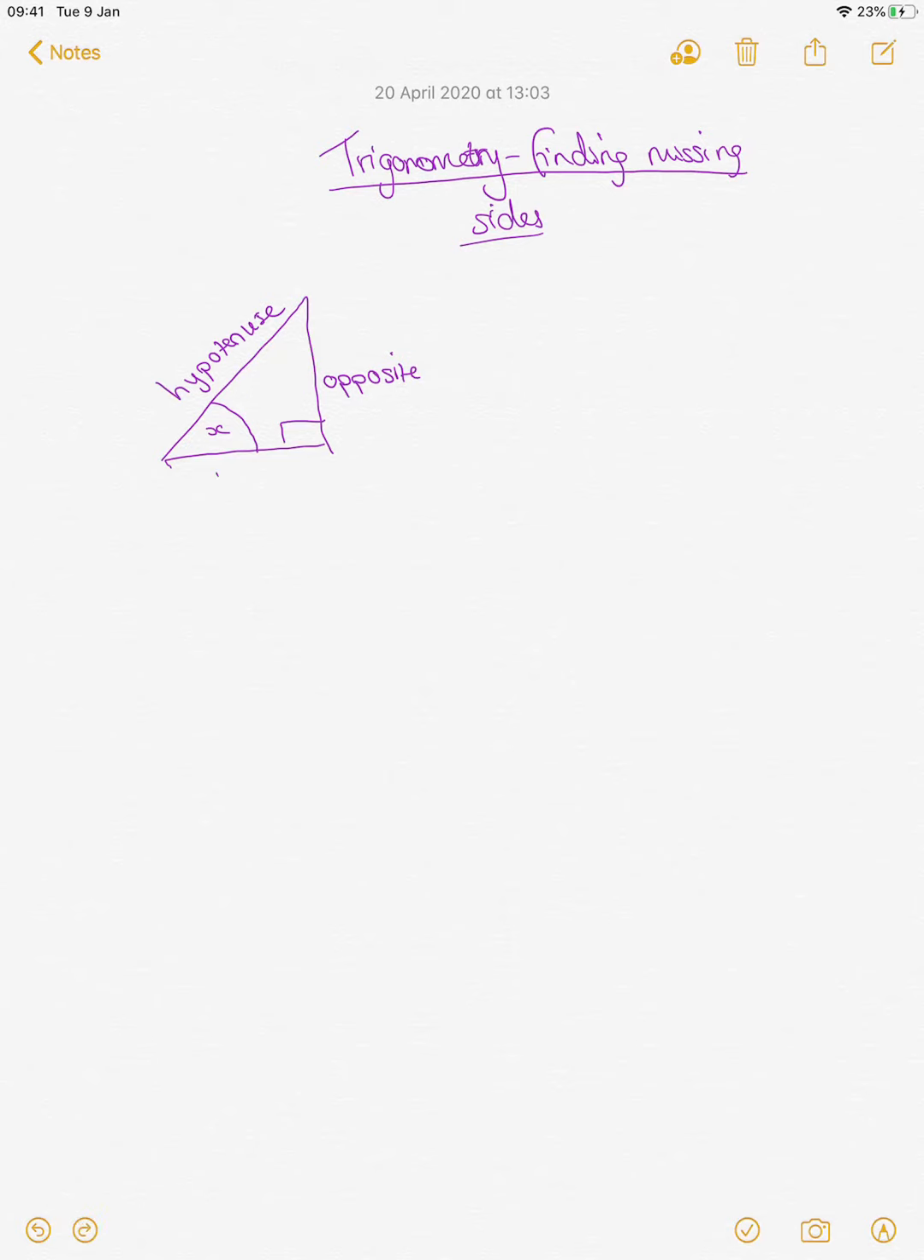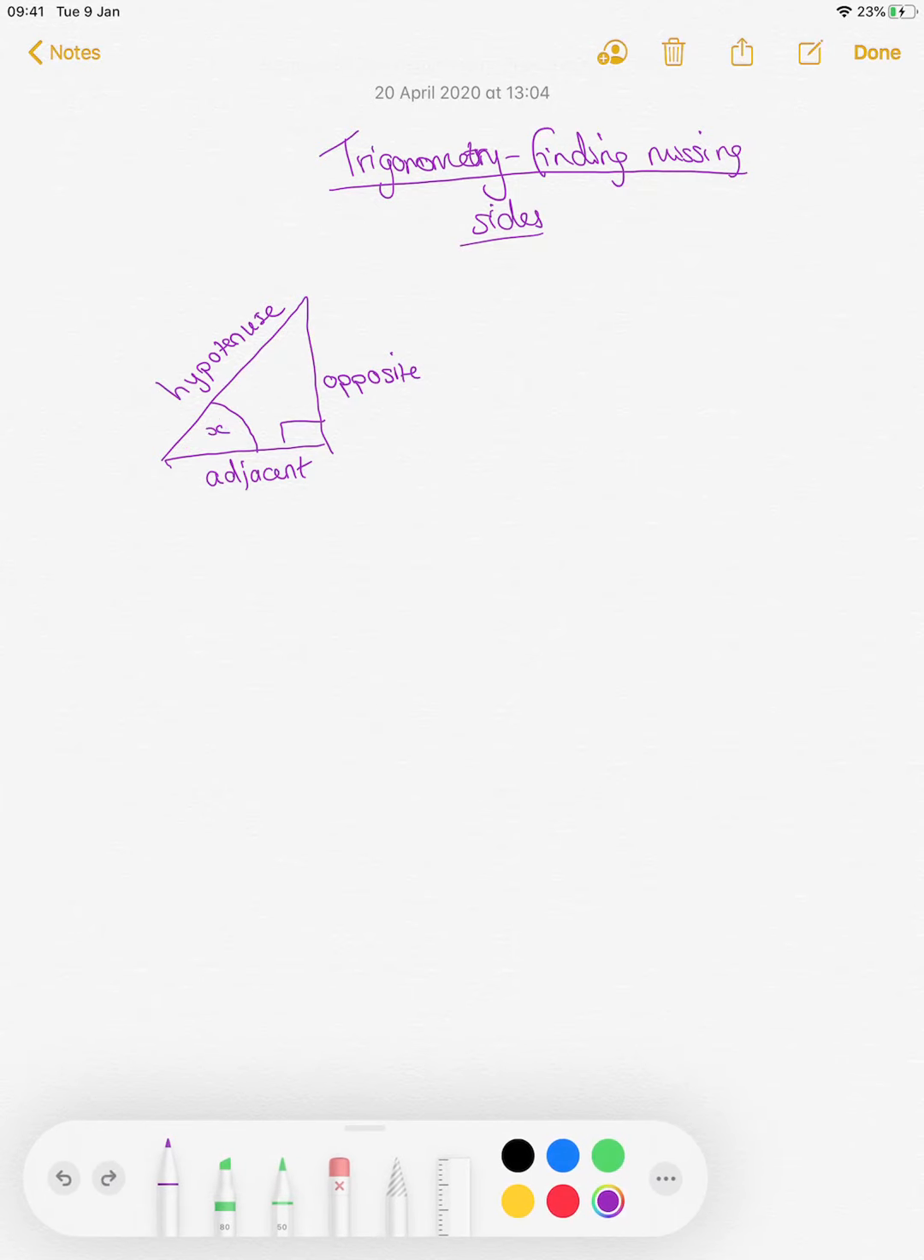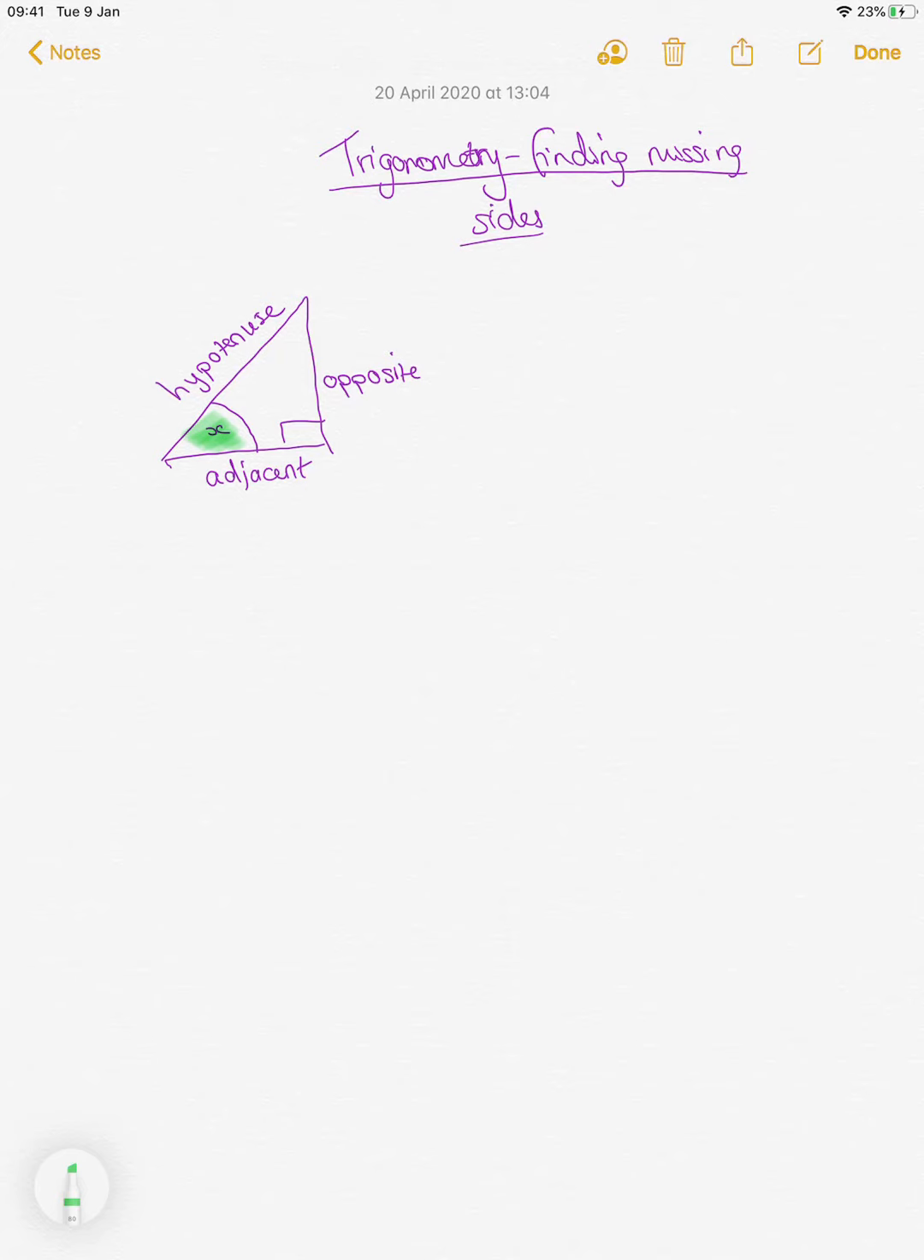And my other side, the one that's left, is called the adjacent. And that's called the adjacent because adjacent just means that it's next to something. So if I said I was adjacent to Mr. Brown, that would mean I'm standing next to Mr. Brown. So it's called adjacent because it's next to my angle in question. When I'm saying angle in question, I'm talking about that angle there.